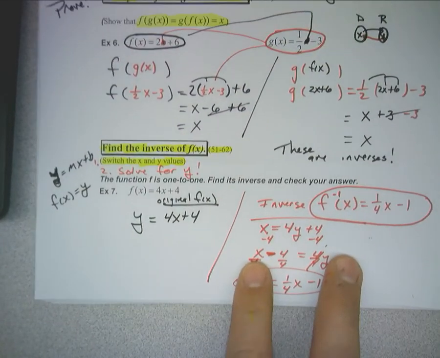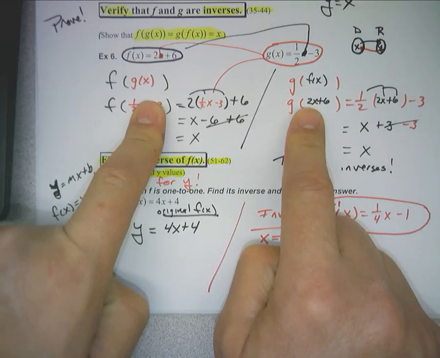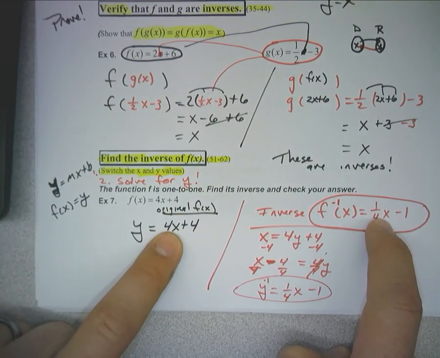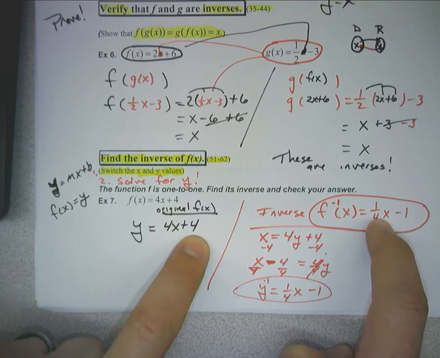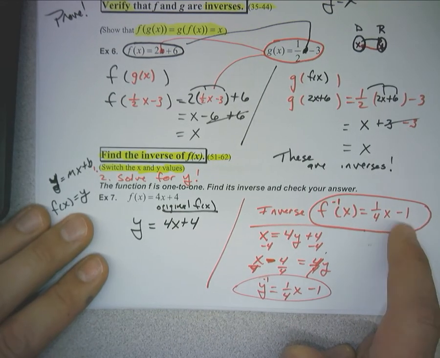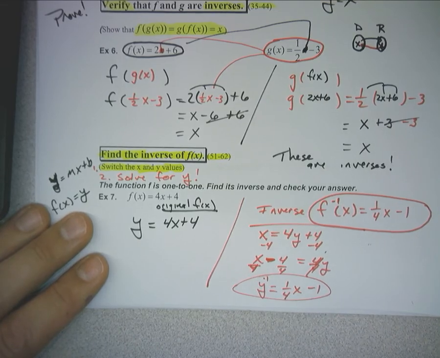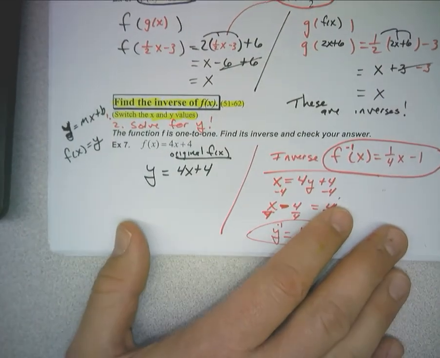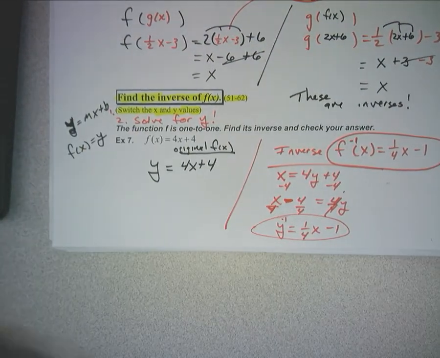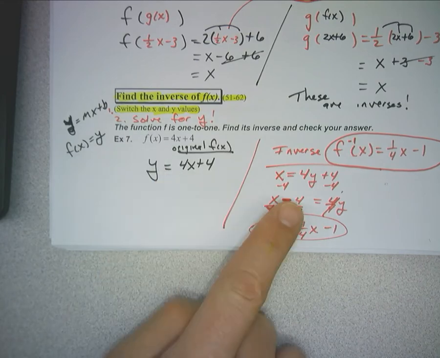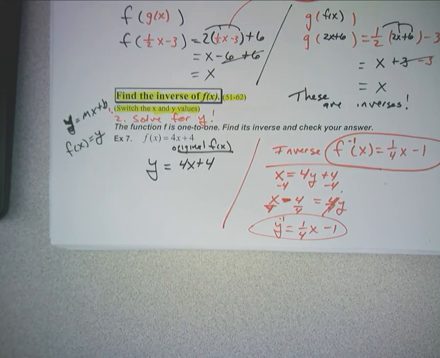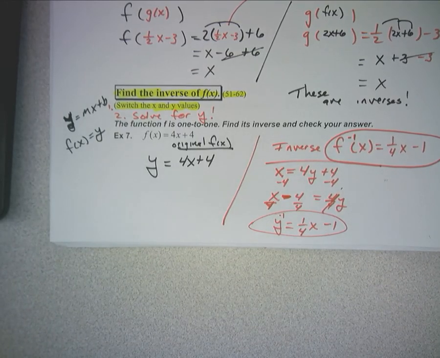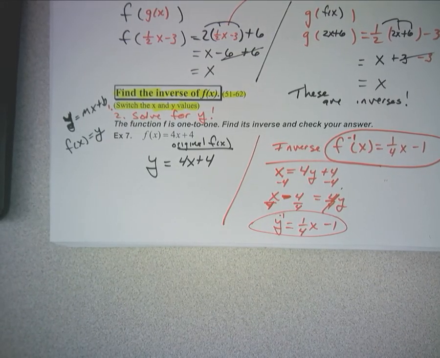Now, I could check my answer by taking this and putting it in here. 1/4 times 4x plus 4 is x plus 1, minus 1. The ones cancel, I get x, so I know it works out. So if they're asking you to find the inverse given a function, number one, switch your x's and y's. Number two, solve for y. And then there you go, you've got your function. That's the inverse. All right, ladies and gentlemen.